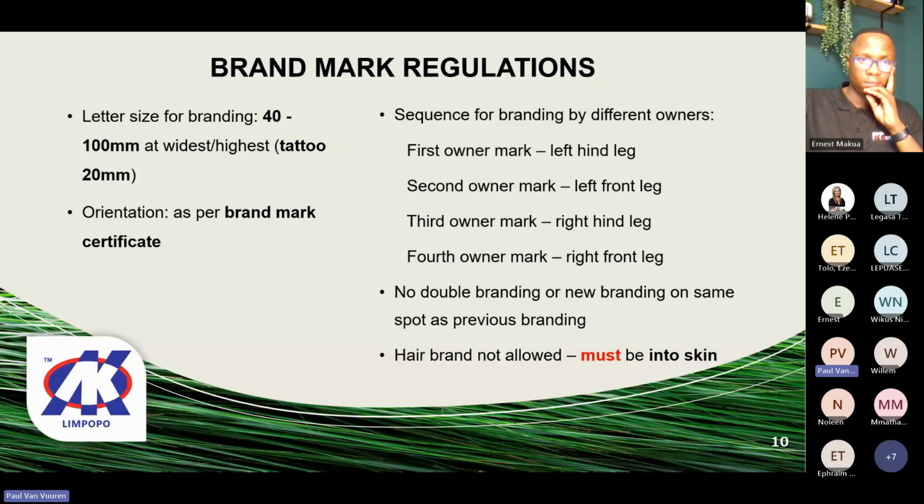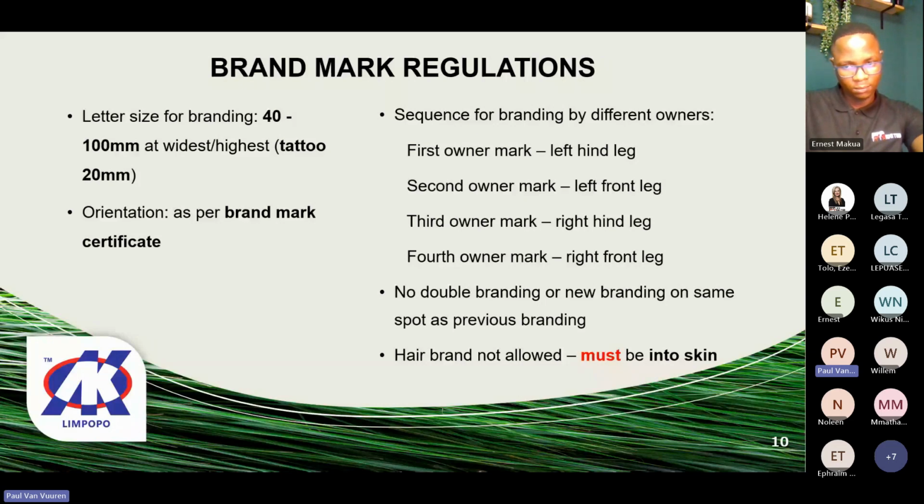The best thing is to brand low on the leg, because when the feedlots buy your animal and you've been branding on top, they get less for their skins. So they don't want to buy your calves, or they're going to deduct the premium from your calves. So on the demonstrations, brand as low as possible. The first brand mark must be on the left hind leg. Then the second owner must brand on the left front leg. Then the third owner must brand on the right hind leg, and the fourth owner on the right front leg.